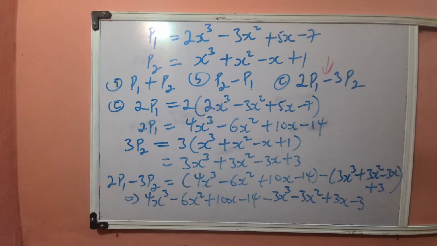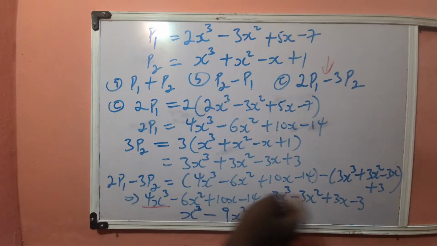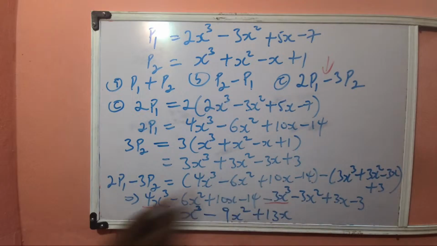So you go on to collect the like terms as usual. We can see 4x cubed right here. We can see minus 3x cubed right here. So I want to go on to have 4x cubed minus 3x cubed. That will give me my value of x cubed. Then I have minus 6x squared minus 3x squared. That will give me my minus 9x squared. Then I have plus 10x plus 3x. That will give me plus 13x. Then I have minus 14 minus 3. That gives me my value of minus 17.